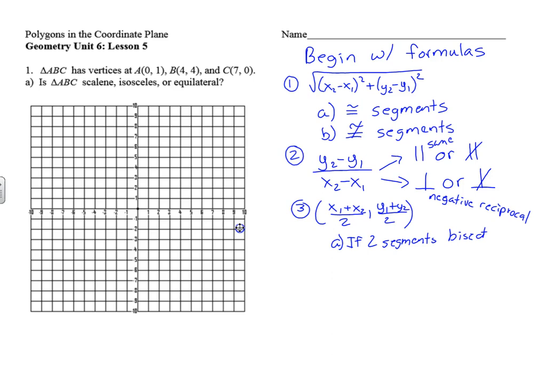Let's go ahead and look at question 1. Triangle ABC has vertices A is 0, 1, B is 4, 4, and C is 7, 0. So this is a triangle. And what we're trying to prove is: is it scalene, isosceles, or equilateral?